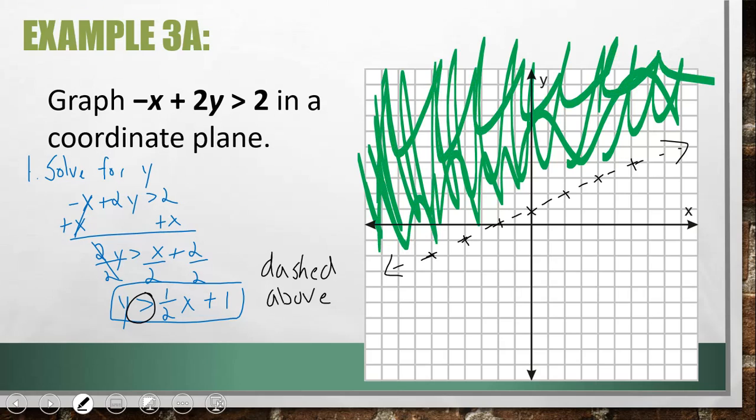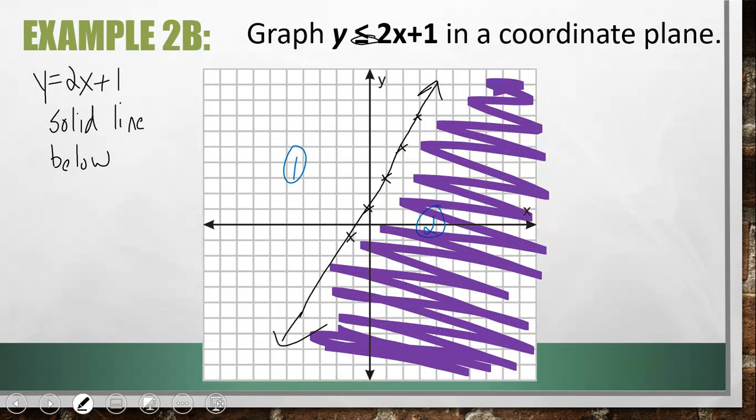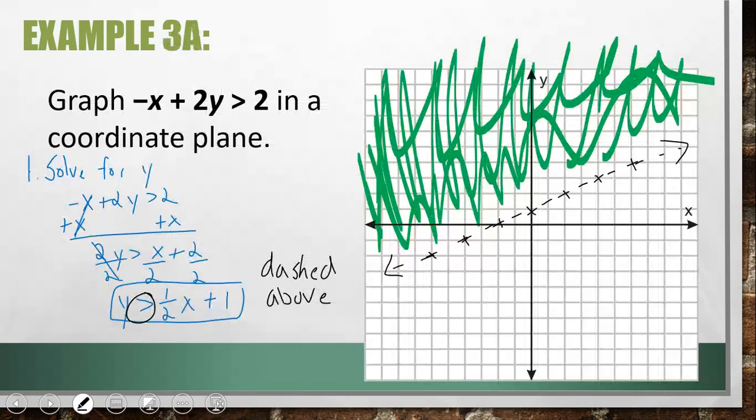Now, the points on this line are not solutions here. Unlike in this example where we had a solid line where those points are solutions, in this example we have a dashed line and the points on the line are not solutions.